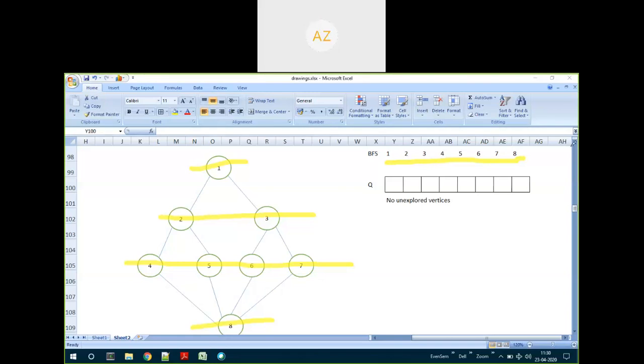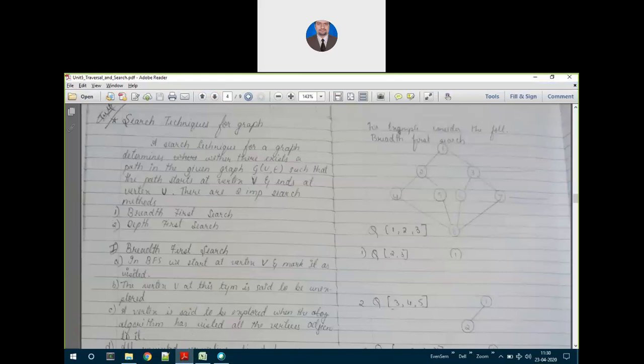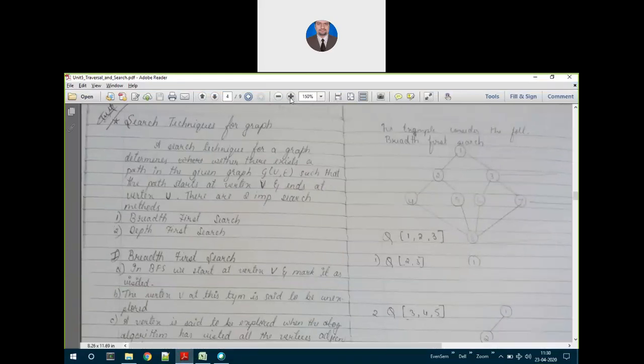Okay, let us try to see the notes, what we have in the notes. Okay, fine. I will just quickly go through the notes given here. Let me increase the size here. Fine.